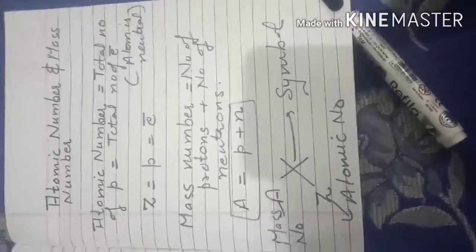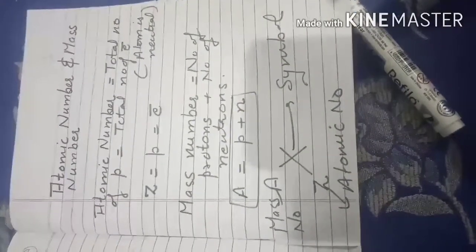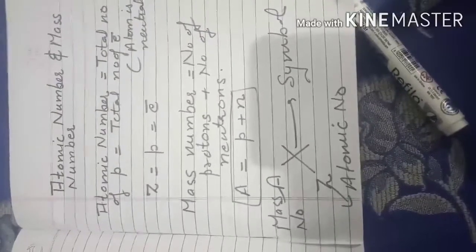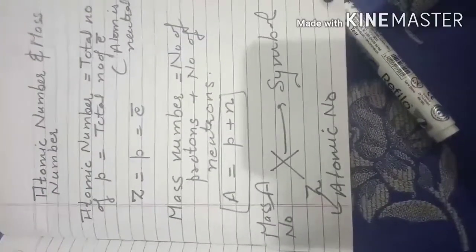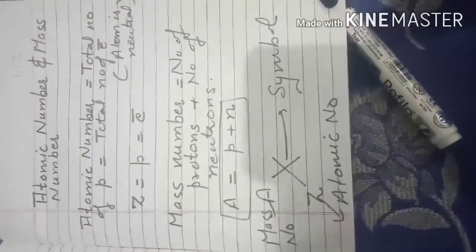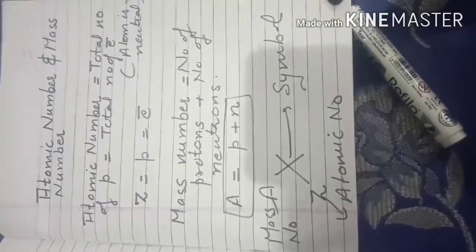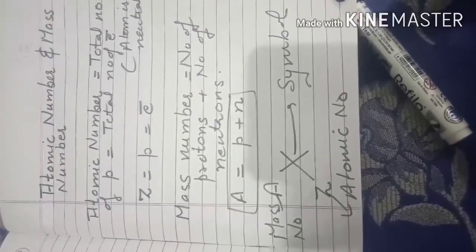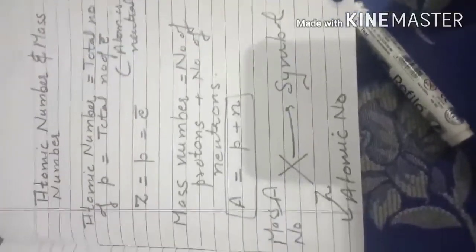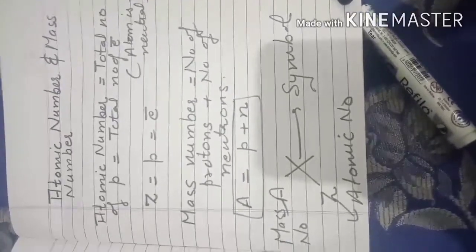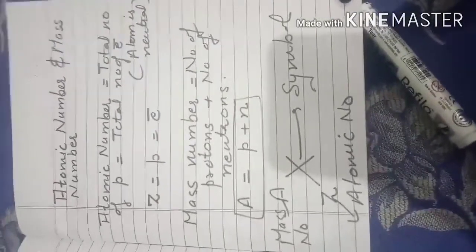Now come to the mass number of an element. It is the summation of protons and neutrons. So, mass number of an element is equal to number of protons plus number of neutrons. Students, the notation of atomic number is Z and mass number is A. So, the atomic number, that is Z, and mass number, that is A, of an element X are usually represented along with the symbol of the element as represented on the right hand side.